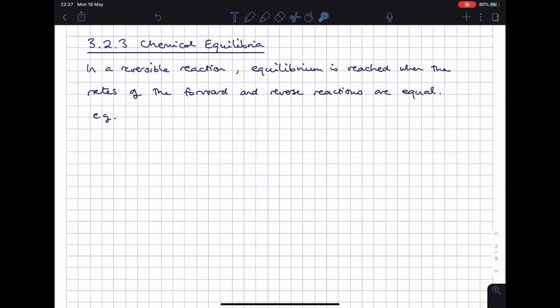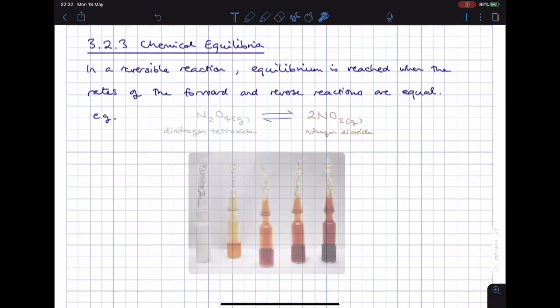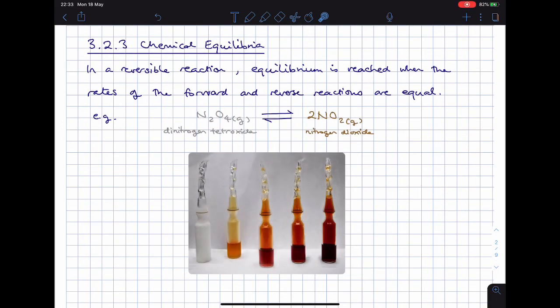Chemical equilibria relates to reversible reactions, and you probably can see from the word equilibria it is related to the word equal, and that's because in a reversible reaction an equilibrium is reached, or equilibrium is when we have the rate of the forward reaction equals the rate of the reverse reaction. So for example, I've chosen here a reversible reaction of dinitrogen tetroxide, N2O4, decomposing or breaking down to nitrogen dioxide, or 2 lots of nitrogen dioxide, NO2.